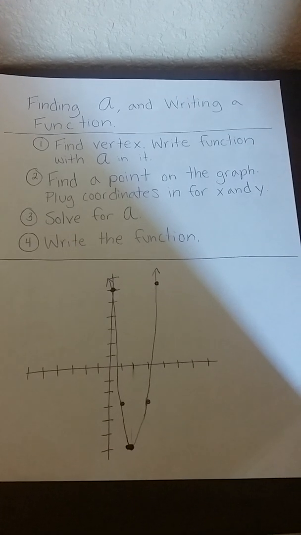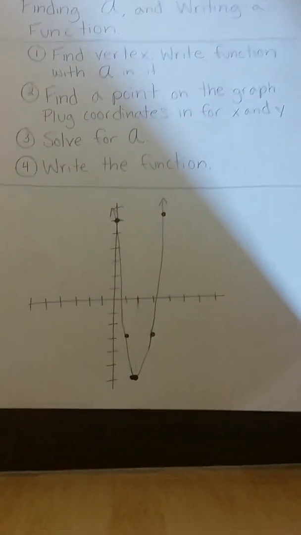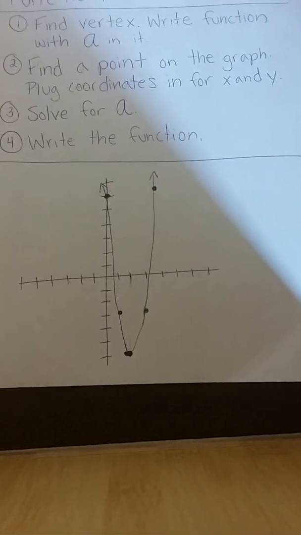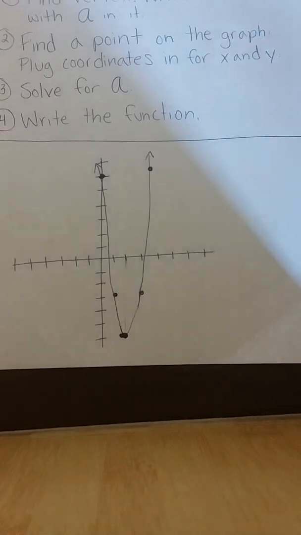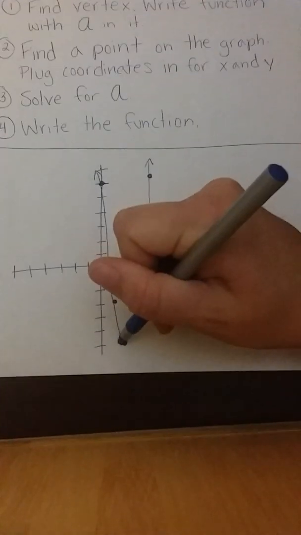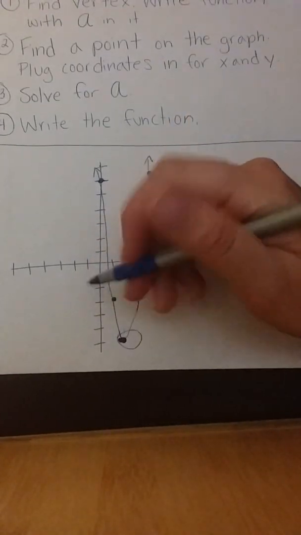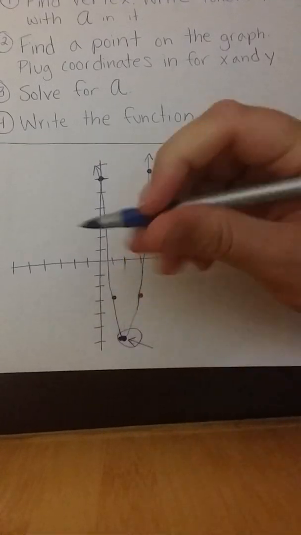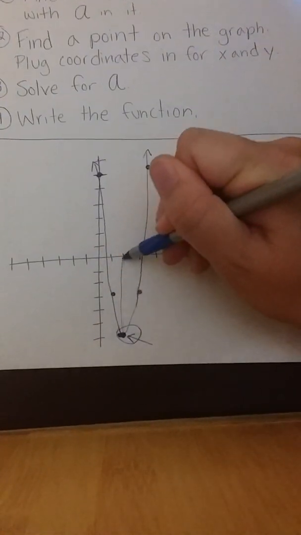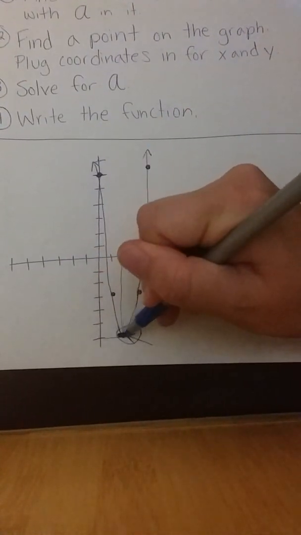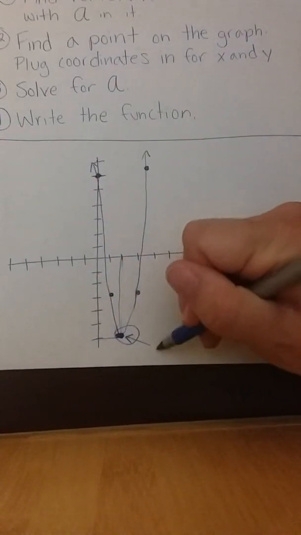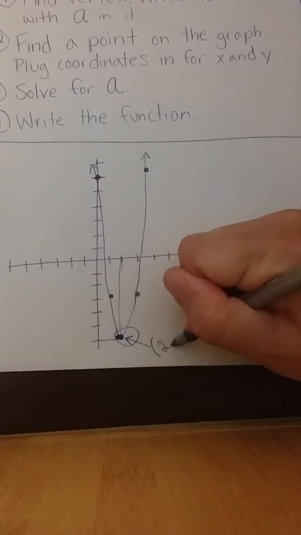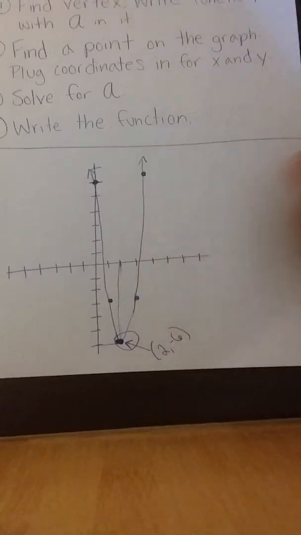All right. So let's go ahead and look at this, and we are writing this function in vertex form. So this is our function. Okay, so first we're finding our vertex, and this is our vertex right here. So that is at 2, negative 1, 2, 3, 4, 5, 6. So our vertex is 2, negative 6.